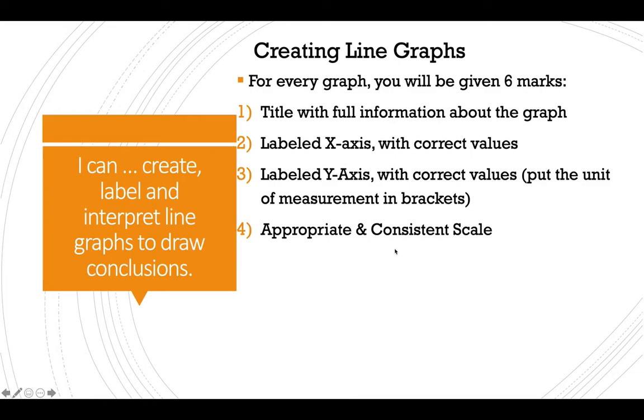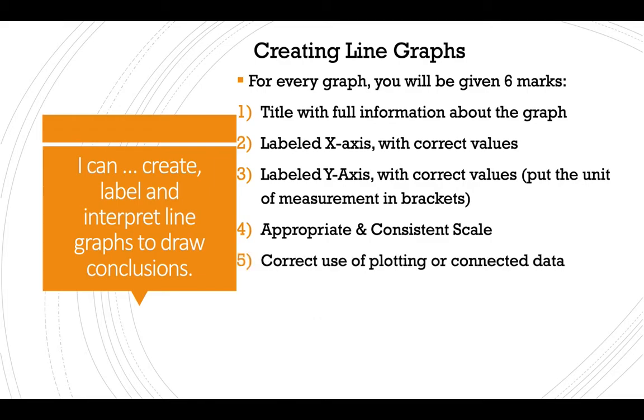The next thing is consistent. So it has to skip count by the same value all the time. You can't go skip counting by 2s for a bit, then skip counting by 1s, and then skip counting by 5s. It has to be the same amount that you're skip counting by each time, which I think kind of goes without saying, but still, if you do that, it's not accurate.